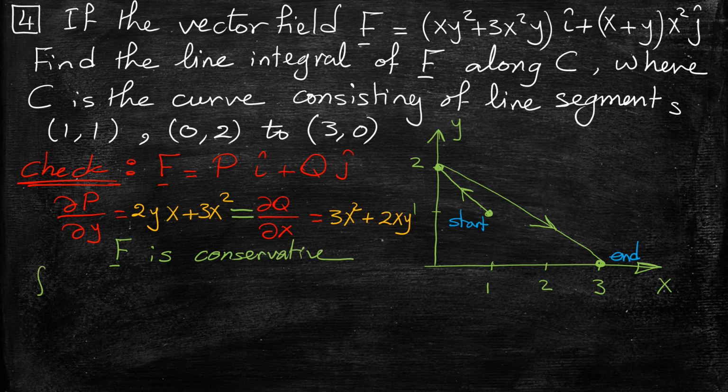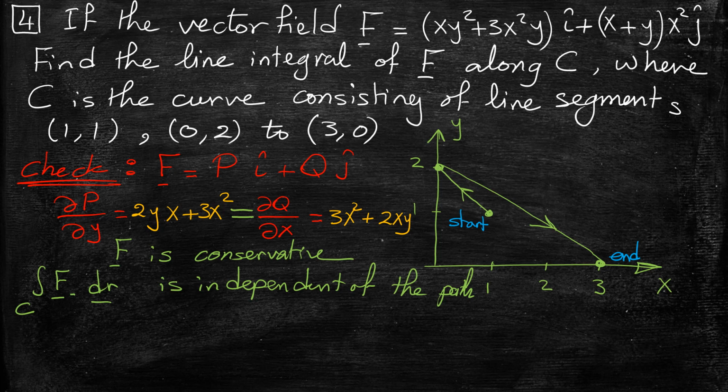It means the integral of F dot dr along the C is independent of the path. So I need to choose whatever path seems to be the easiest one. I need to move from the start point to the end point, so I need to choose whatever is easier.